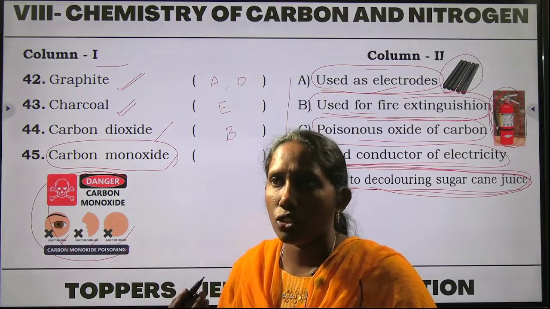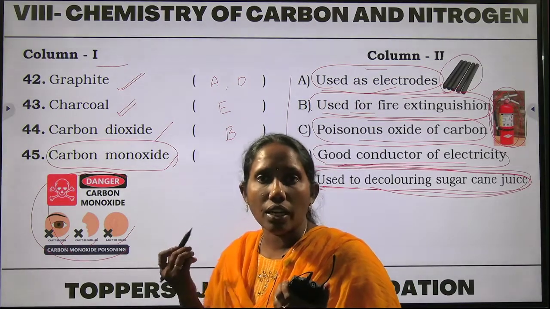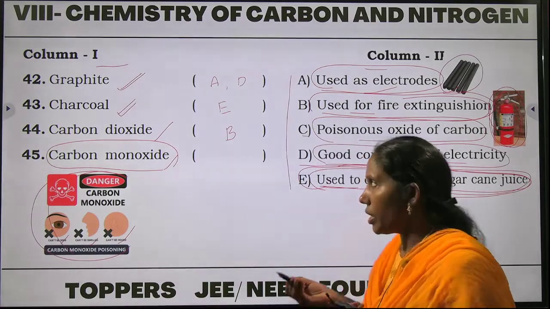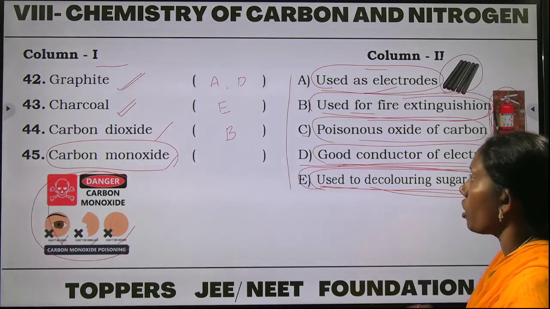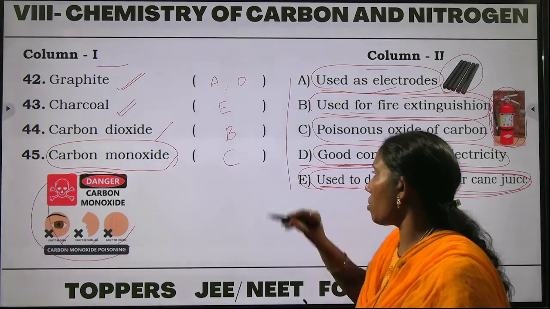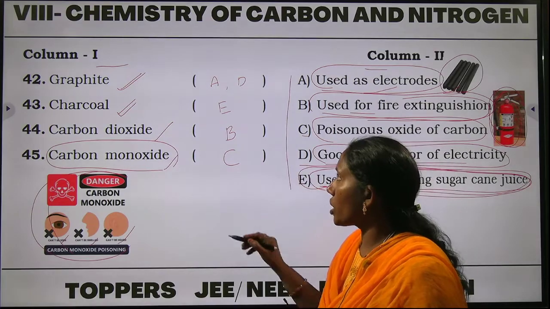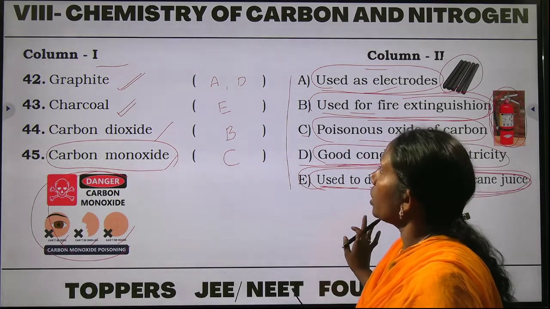If we inhale it, it reaches our lungs, it affects our eyes, it affects our throat, it affects our ear, and it causes some disability. So carbon monoxide is a poisonous oxide of carbon. So we will go with the C option. The remaining options are not correct for carbon monoxide. So this is the matrix matching for the given one. Coming to the next one.